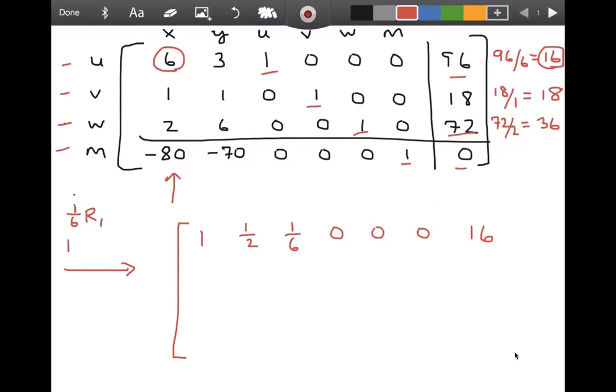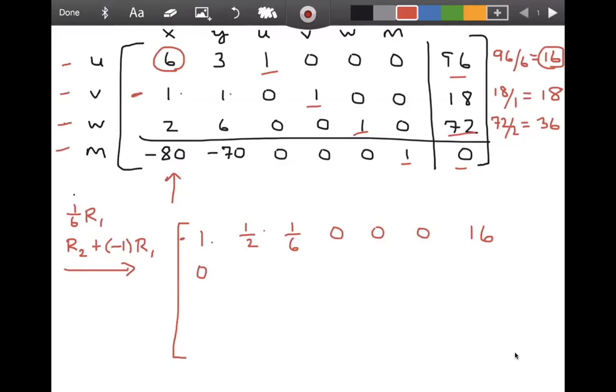We're just going to change that by adding -1 times row 1. In other words, row 2 minus row 1. Now understand, I mean this row 2 and this row 1. Okay. So 1 minus 1 is 0. That was the whole point.